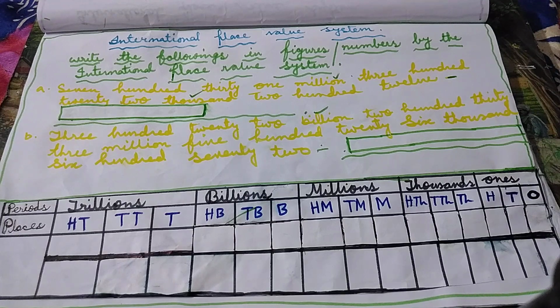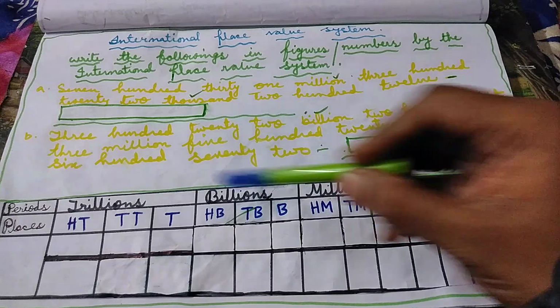Today, in our class, we will learn how to write the numerals in numbers or figures by the International Place Value System. Children, in our previous class, I discussed the International Place Value System or International Numbering System. Children, those who are new, please go to my channel and check the videos.